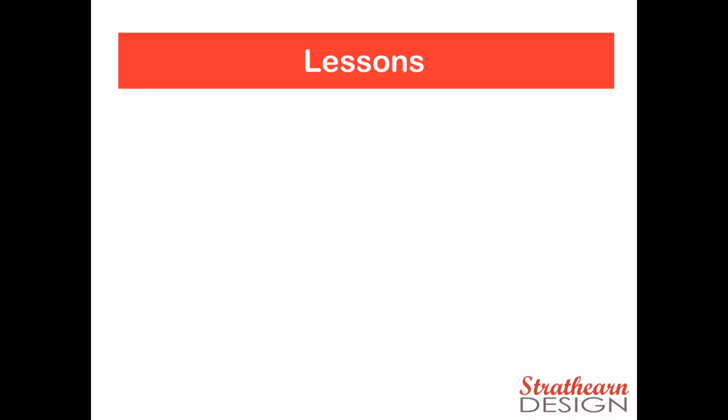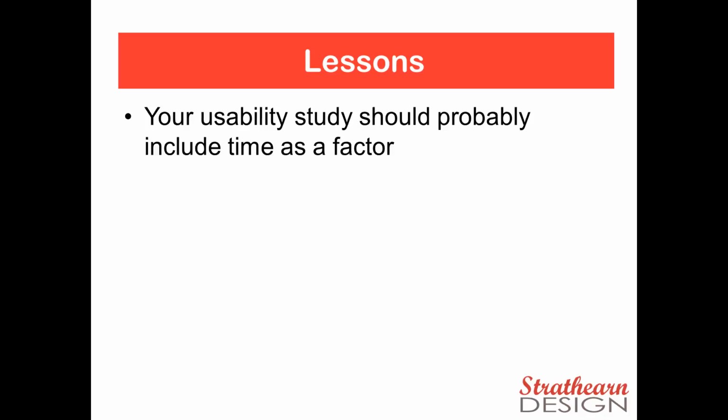So having looked at these curves, what are some of the lessons? One is that your usability study should probably include time as a factor. That's not necessarily the case. If you're a website doing one-time or two-time purchases, then maybe time isn't a factor. There are certainly use cases where time isn't that important. But if time is important, then most likely your usability study today does not include time as a factor, and that's a major methodological weakness, and it doesn't really tell you how good the design is.